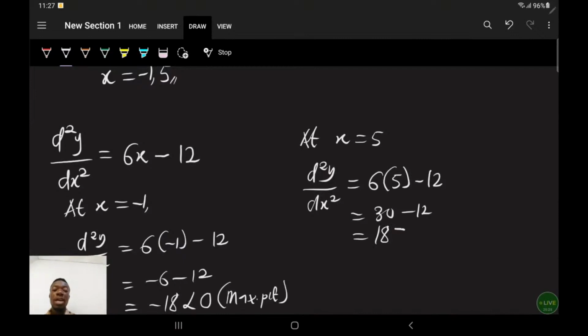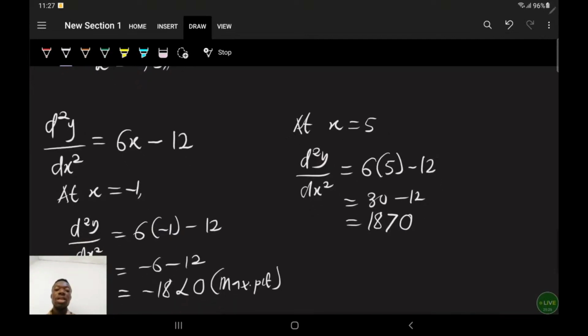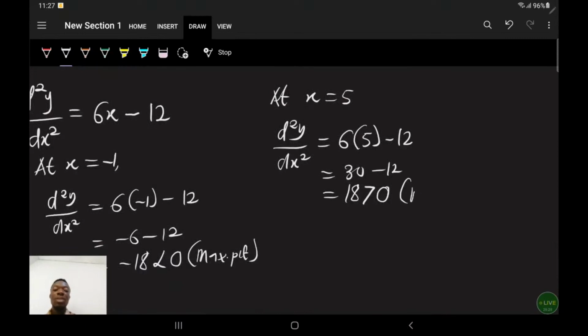So you know that 18 is greater than 0. So since 18 is greater than 0, it means that here is a minimum curve, or minimum point, in terms of the function and in terms of the stationary point. I believe that is clear. So let's take note of that.